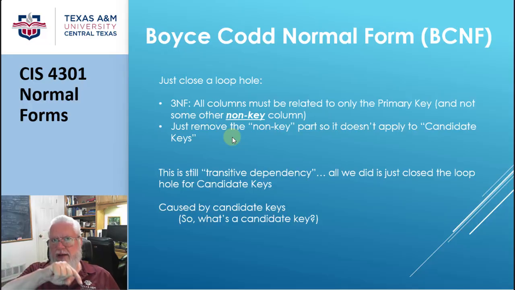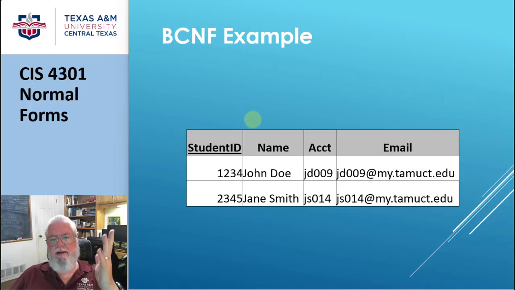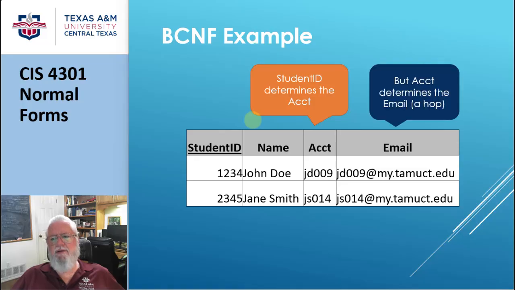So you can't have a non-key pointing to another key. The problem is, what if that isn't a non-key? What if it's a candidate key? Okay. So they had to make some changes. So here's an example. It should be fairly obvious looking at this. Student ID, name, account. Okay. So the student ID determines the account. But you can kind of sort of tell that the account can determine the email.